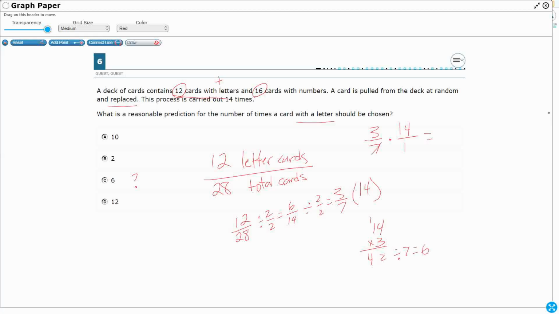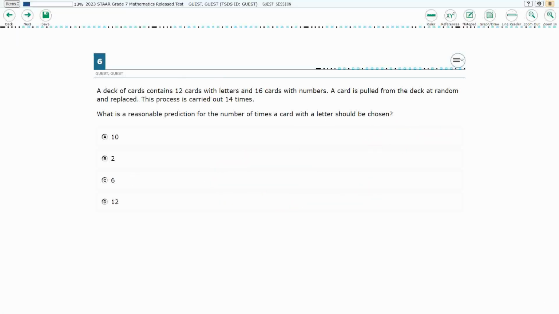Or you can do a little bit of this. You can say, all right, so if you take both of those and divide them by 7, that's going to be 1, and that's going to be 2. 3 times 2 makes 6. So there we go. Our answer is 6.